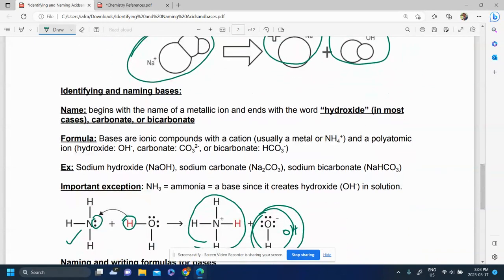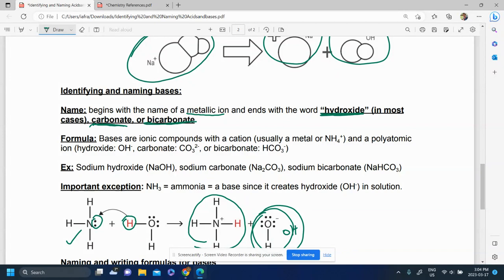How do you identify a base? The name of a base usually begins with a metal ion of some sort, not always, but usually. But what's more important is that it ends with hydroxide in most cases, if not carbonate or bicarbonate. So something hydroxide, something carbonate, something bicarbonate. Sodium hydroxide, sodium carbonate, sodium bicarbonate.